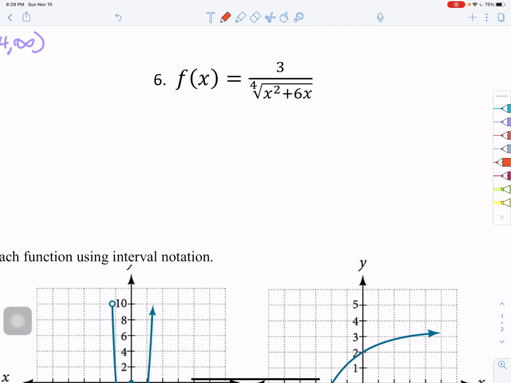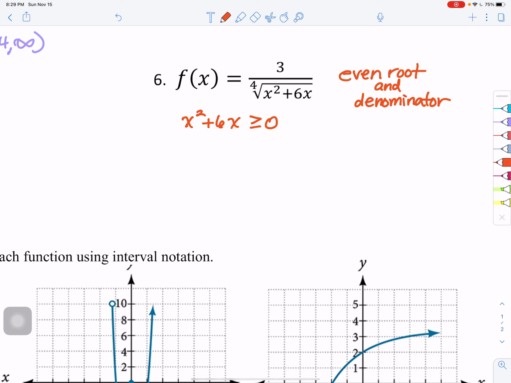Look at that denominator, okay? So we have two things going on. Not only do we have an even root, but we also have to be careful about the denominator, okay? That denominator can't be equal to 0. So normally you would write x squared plus 6x has to be greater than or equal to 0. But can this be equal to 0? No, it cannot be equal to 0. So we just take that equal sign off, and now we're set. We've taken care of the even root because we don't want it to be equal to 0.